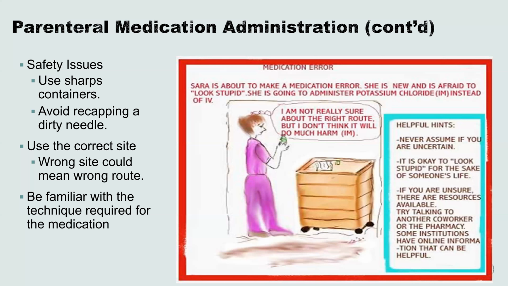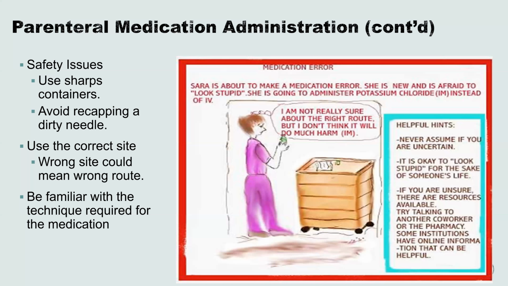And then you can see my little picture here. So Sarah is about to make a medication error. She is new and she's afraid to look stupid. She's going to administer potassium chloride IM instead of IV. I'm not really sure about the right route, but I don't think it will do much harm when giving IM.